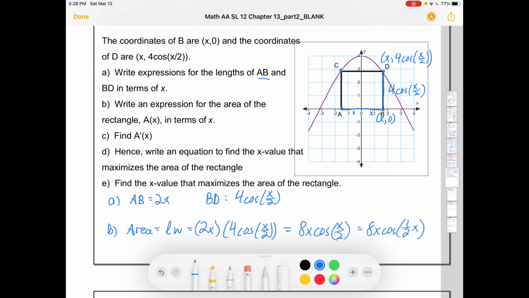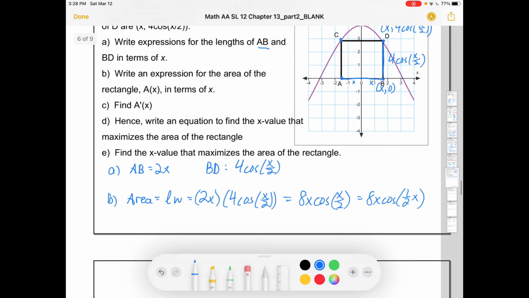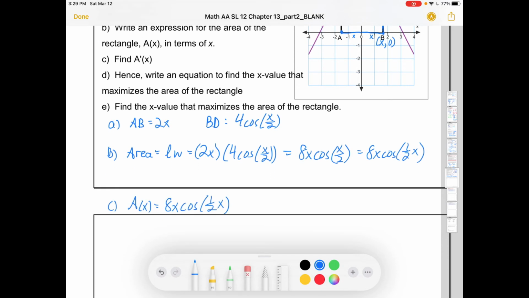Now we're going to find A prime. So it's probably working us through being able to find an optimal value. A prime might help us to find a max or a min. This is a product rule situation.